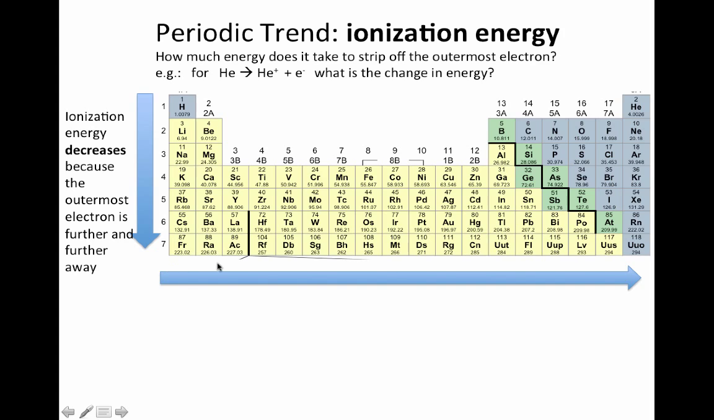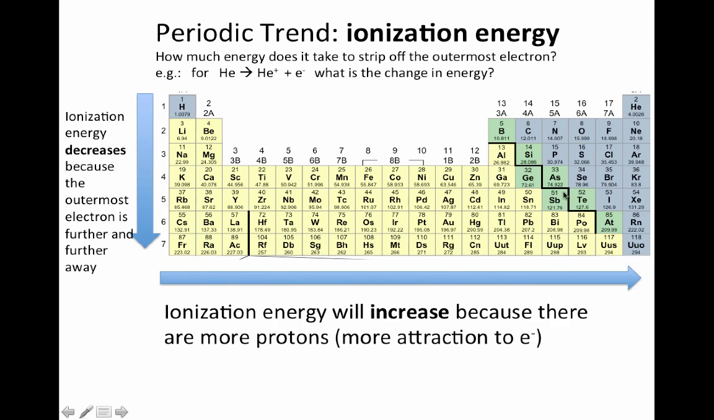How about if we go from left to right? So if we're in a row, we're in the same shell again. But again, similar to atomic radius, we have more and more protons holding those electrons more and more tightly as we go from left to right. And so it's going to be more and more difficult to pull that electron away. It's going to take more and more energy. So the ionization energy will increase as we go from left to right because there are more and more protons to attract those electrons.